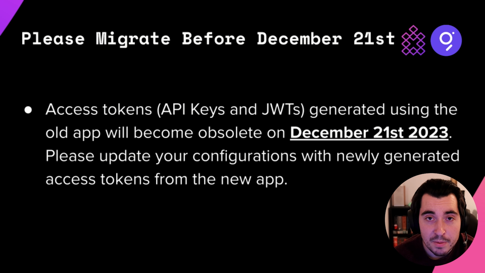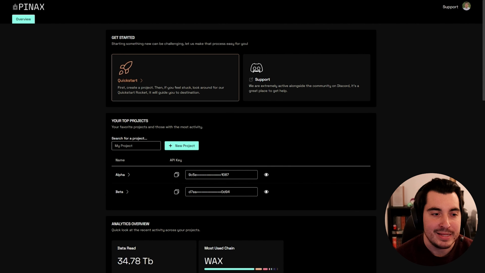If you're already a Pinax Services user, you'll notice that the old application is no longer available. We've already moved to the new app. Your old API keys will actually expire on December 21st, so it's important to create a new account on the new app and generate new API keys so that you can update your configurations and avoid any downtime on your different applications and projects. Okay, so here I am on my dashboard.